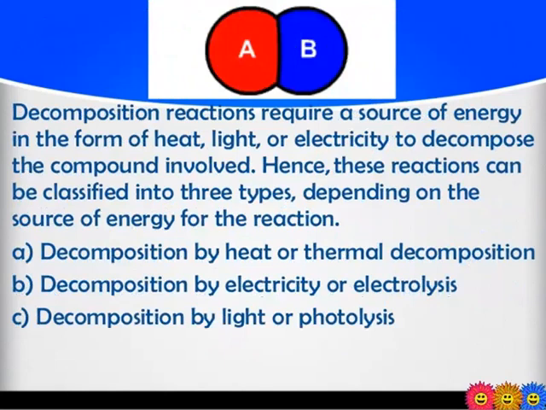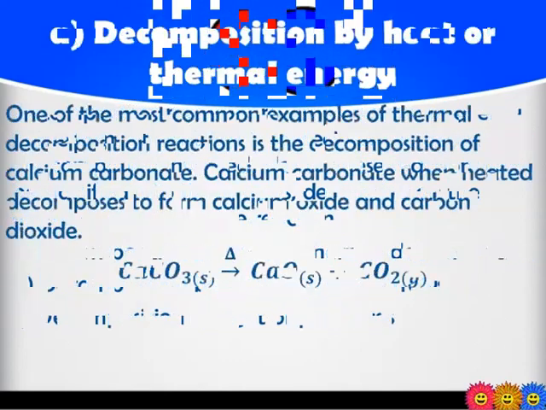Decomposition reactions require a source of energy in the form of heat, light, or electricity to decompose the compound involved. Hence, these reactions can be classified into three types depending on the source of energy for the reaction. Decomposition by heat is known as thermal decomposition, thermolysis. Decomposition by electricity is known as electrolysis. Decomposition by light is known as photolysis.